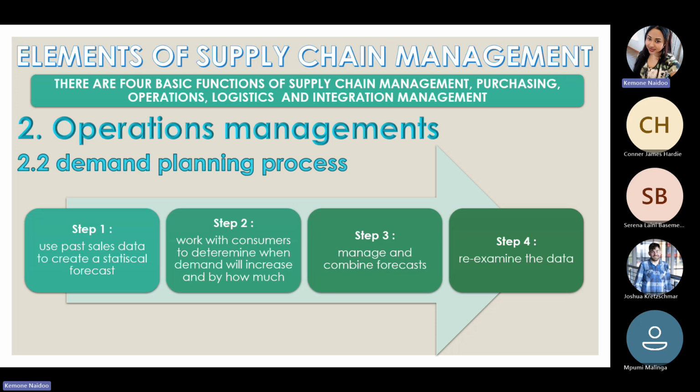Step two, we work with consumers to determine when demand will increase and by how much. So it's always important to look at our demand when it comes to operations. And you may be wondering why it is so important. Because either way, the production process goes on. But when we look at demand, we know how much we actually need, or a target. Okay, so let's just put it that way. We know a target. Remember, you don't want to oversupply and you don't want to undersupply. So you want to supply to meet your demand, to meet your customers' expectations.